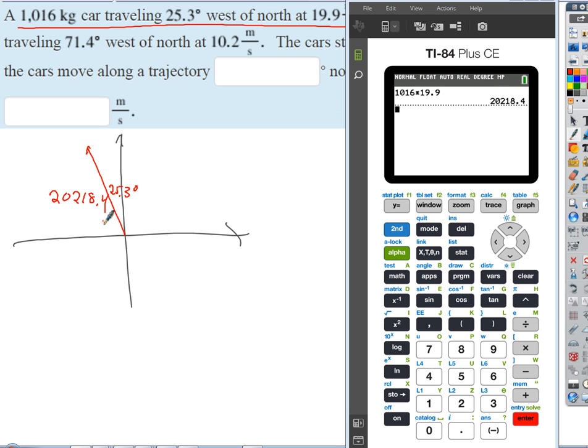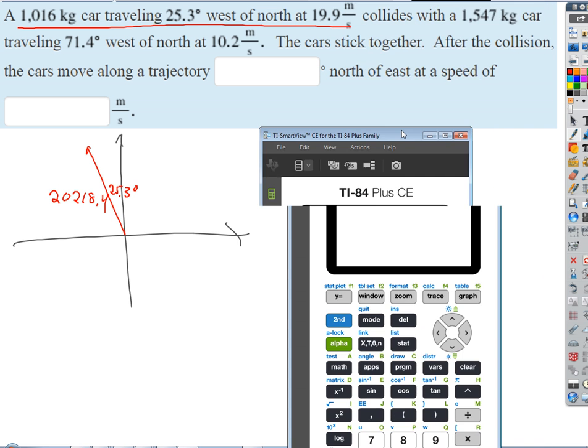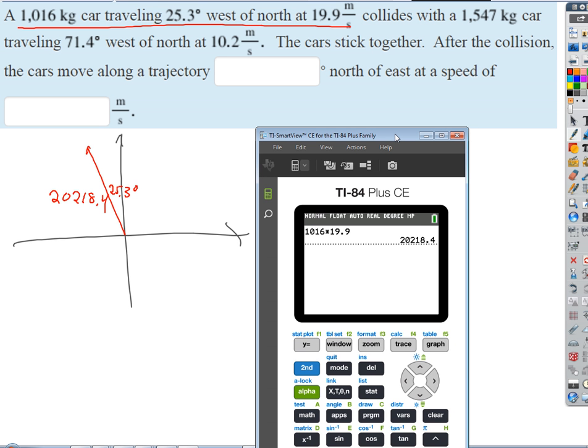What about the other one, the blue one? The blue one is at 71.4 degrees west of north, so that's gonna be the one that's maybe down here. Does that make sense? Yeah, I wish those were a little further apart, but that's all right.